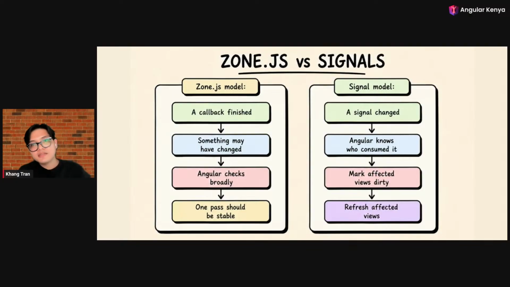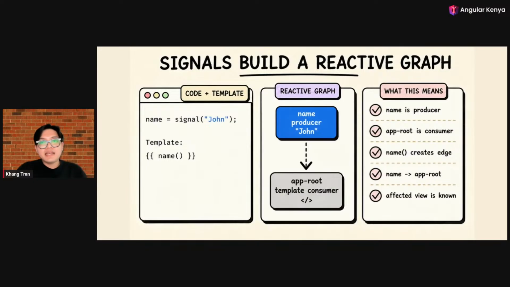When a signal changes, Angular can know which views consume the signal. So Zone.js says something happened, go check, but with signals Angular can say this state change and this view are affected. The next question is: how does Angular know which view depends on which signal? The answer is the reactive graph.